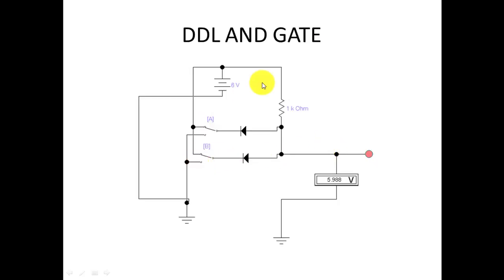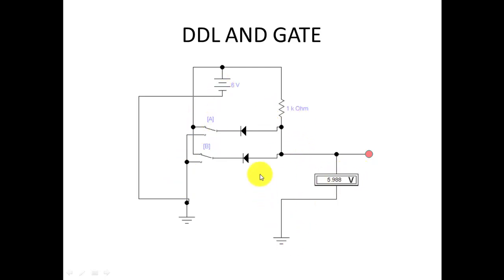So let's see how we will verify the diode logic AND gate using the software Electronics Workbench. So we have to draw this diagram. This diagram is a bit different from what we used in the OR gate, as the direction of the diodes is reversed, and I have also reversed the direction of the switches so that we can alternatively attach with the ground and with the positive terminal of the battery.